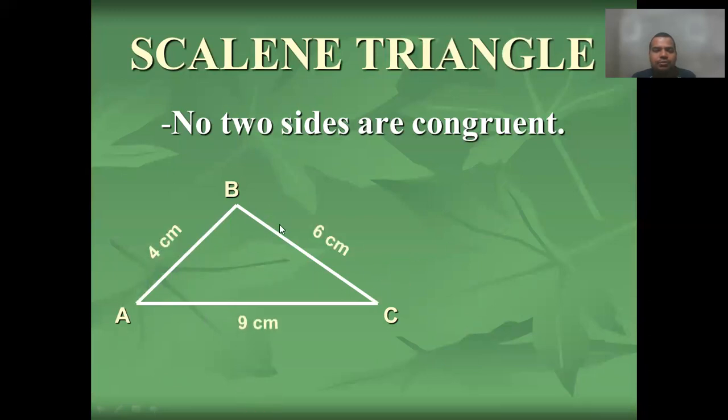Look over here, this one is 4 centimeters, this one is 6, and this one is 9 centimeters. So all have different measurements, and no side is equal to another. So AB is not equal to BC is not equal to CA. This kind of triangle is a scalene triangle.